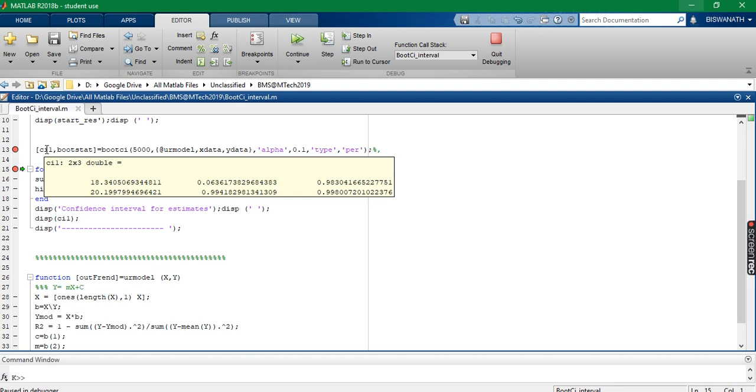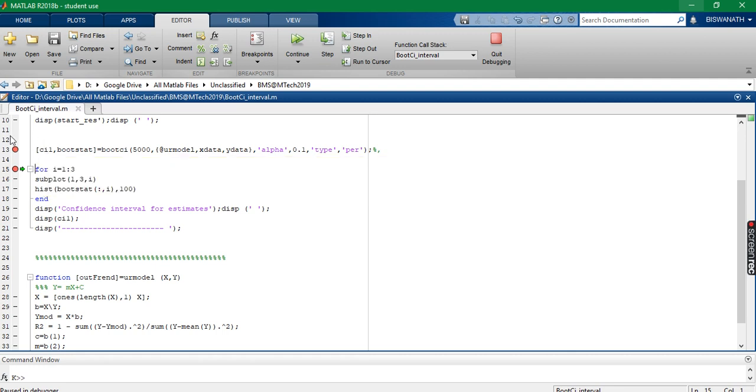You can see the lower limit of our percentile is 18.34, higher is 20.19. Similarly for intercept, the lower limit is for example 0.06 and it can go up to 0.99, and R square value from 0.98 to 0.99. So this is the confidence level.